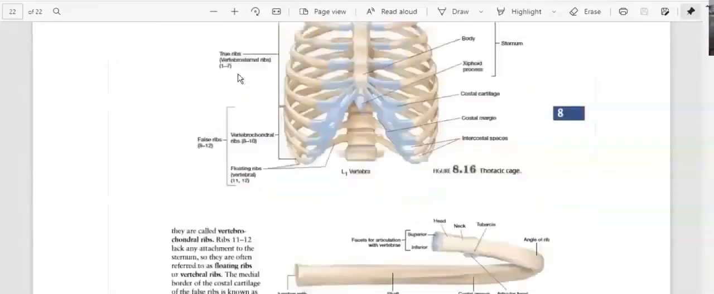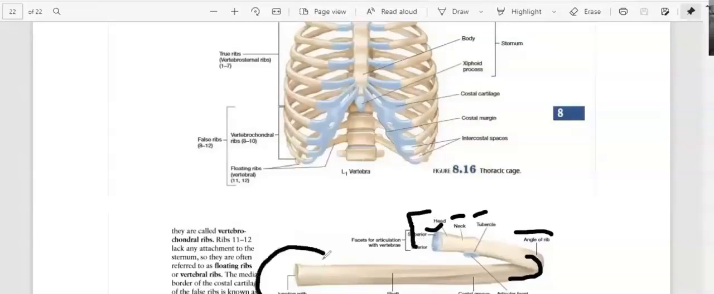Some characteristics that we're going to find in the ribs: the head, the neck, and the tubercle. This part, that's the angle. This part is the part that is going to be connected to the vertebrae, and this one is going to be to the cartilage that eventually connects into the sternum.